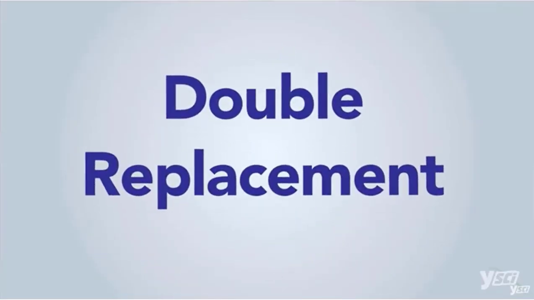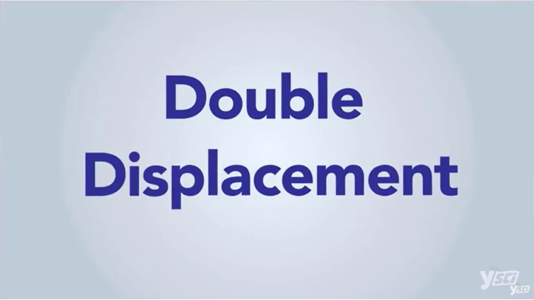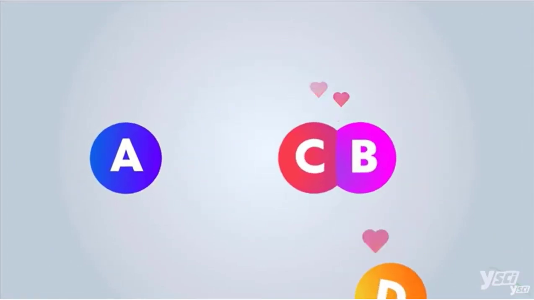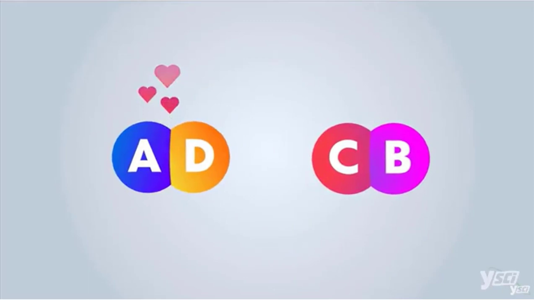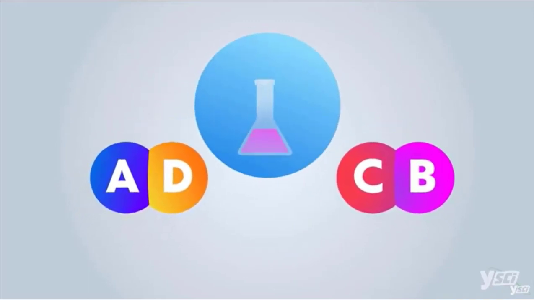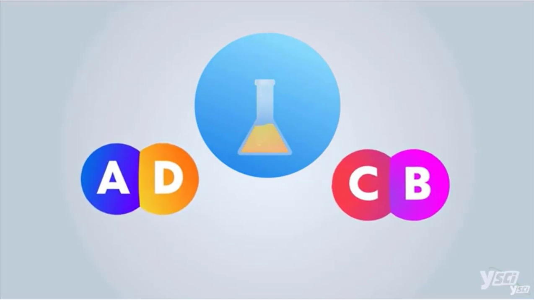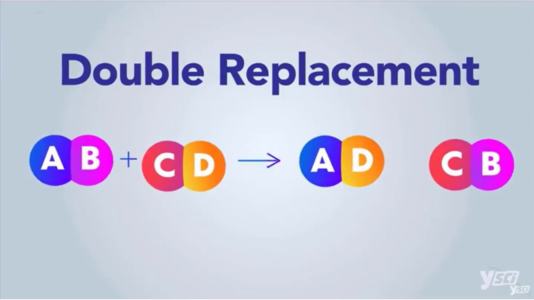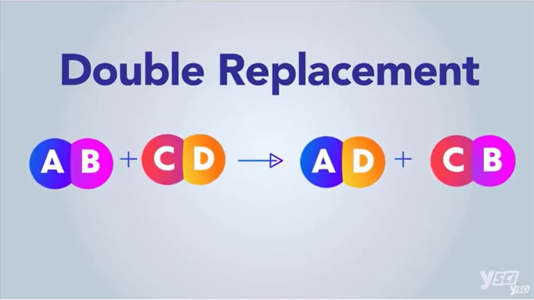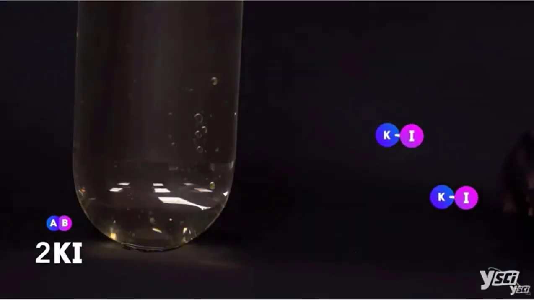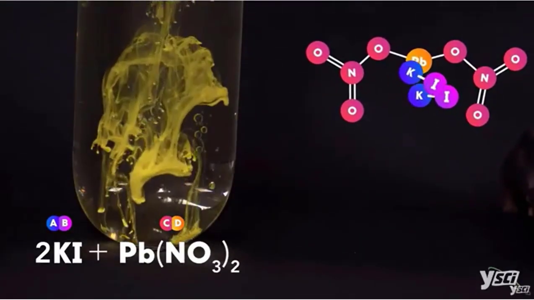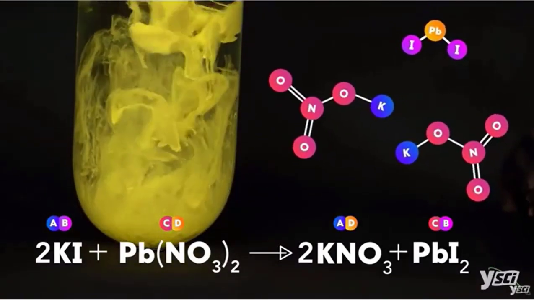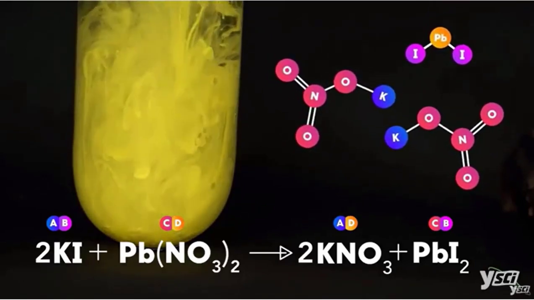In a double replacement reaction, also called a double displacement reaction, the positive ion of one compound replaces the positive ion of the other to form two new compounds. One of those products is always a gas, water, or precipitate. The generalized formula is AB plus CD yields AD plus CB. When potassium iodide is added to lead 2 nitrate, the potassium and lead swap places. You can observe the yellow lead 2 iodide precipitating from the potassium nitrate.